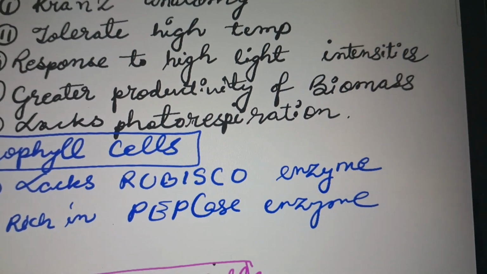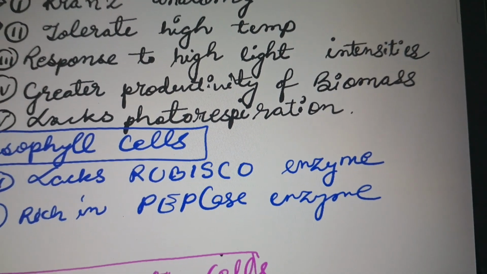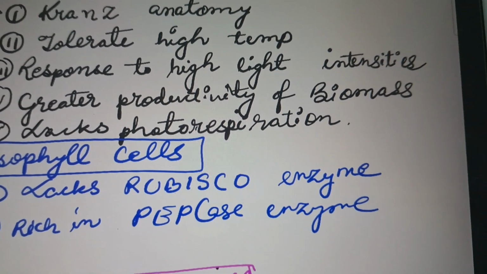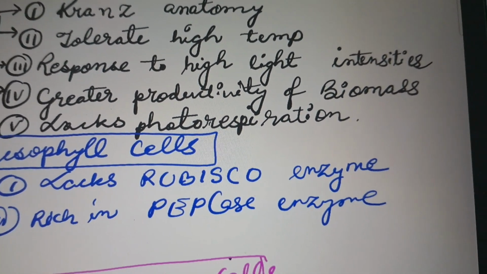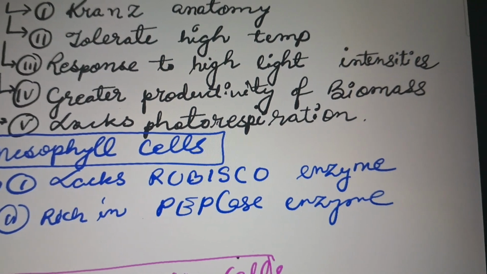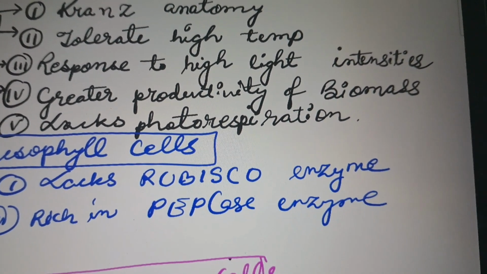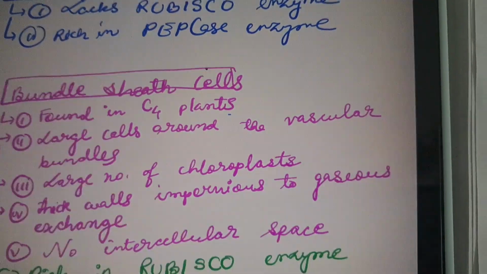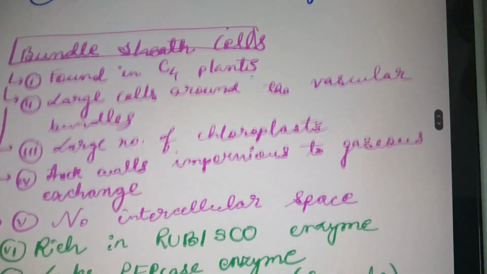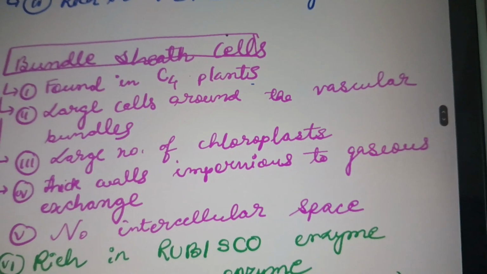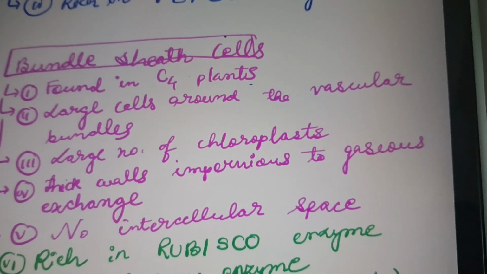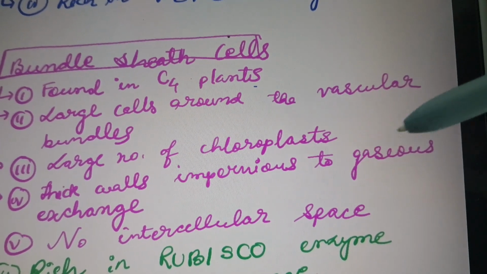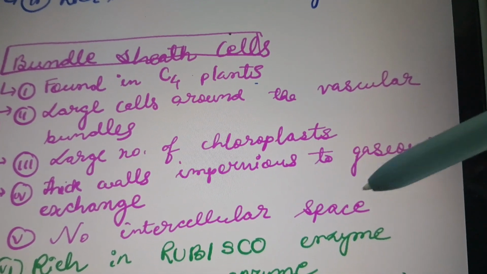Why do we need bundle sheath cells, or why do we discuss them? Actually, the way to identify C4 plants is by the presence of bundle sheath cells. We can say that these are C4 plants. It's the characteristic feature. So now, what is a bundle sheath cell? It is found in C4 plants, as I have already mentioned. Large cells around the vascular bundles. It possesses a large number of chloroplasts, thick walls impervious to gaseous exchange, and no intercellular spaces.